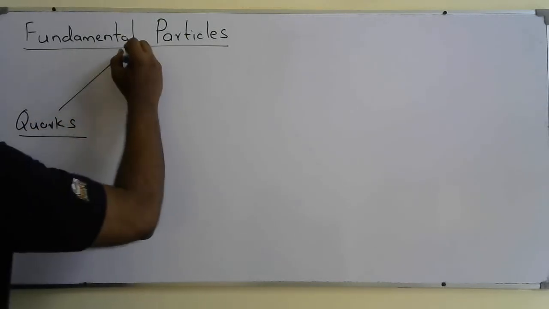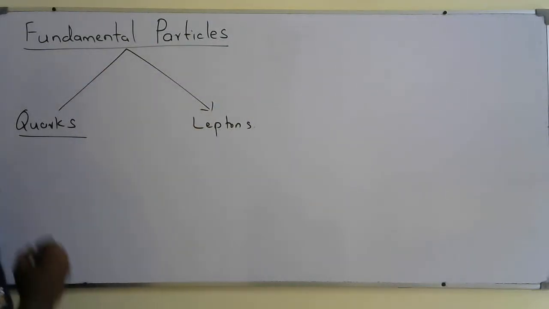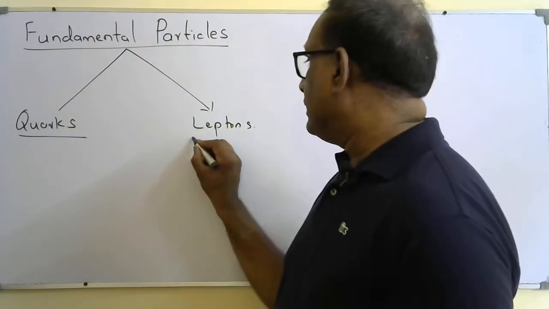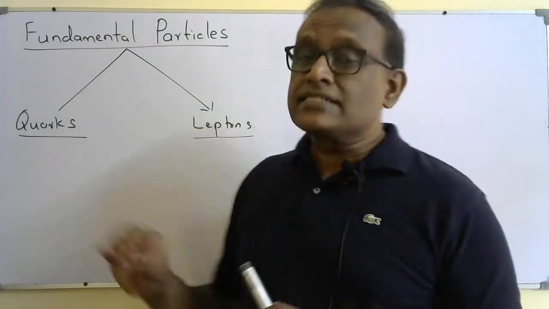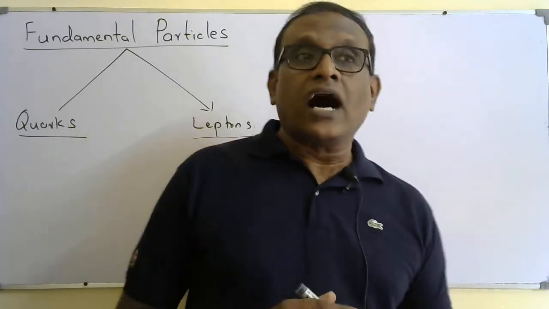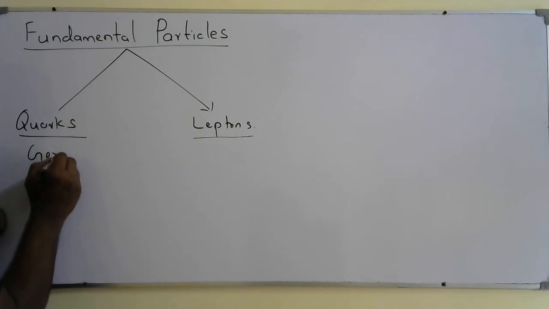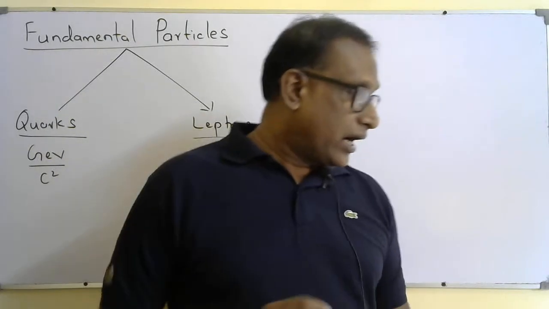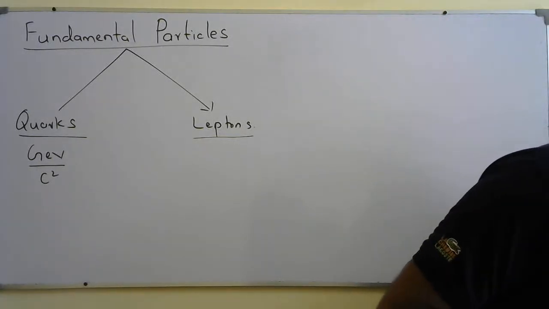One is quarks, the other one is leptons. So what is the first difference between quarks and leptons? Quarks can be interacted by strong nuclear force. Leptons cannot be interacted by strong nuclear force. The second difference: quarks are massive. The mass of any quark is in the order of giga electron volt over c squared.